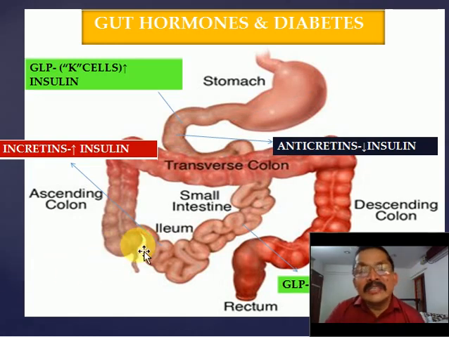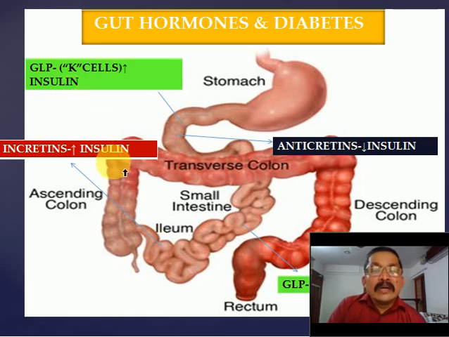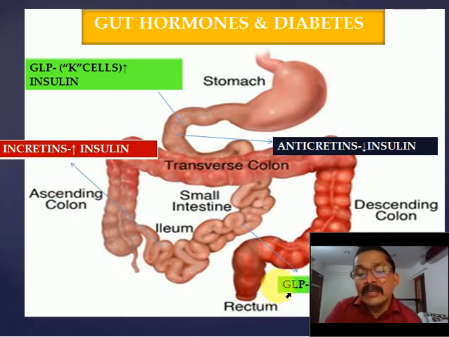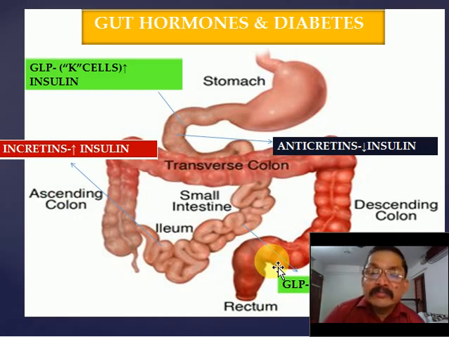Here you can see the incretins. Incretins are those specialized hormones which are mainly present in the small intestine, and along with the incretins there are other enzymes that are known as GLP-1. The expansion of GLP is glucagon-like peptide.